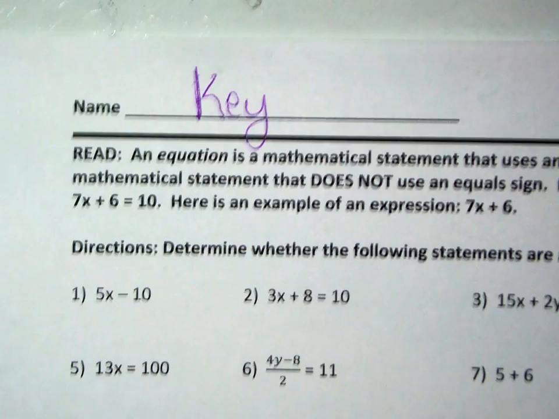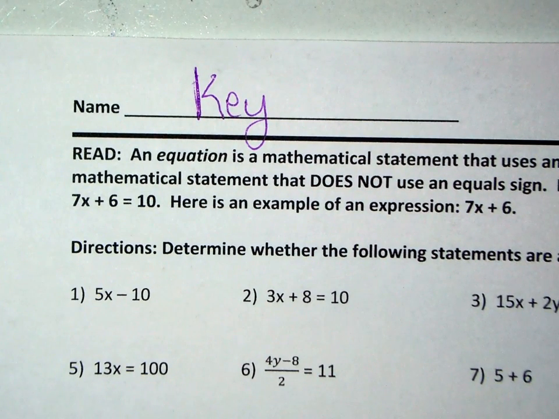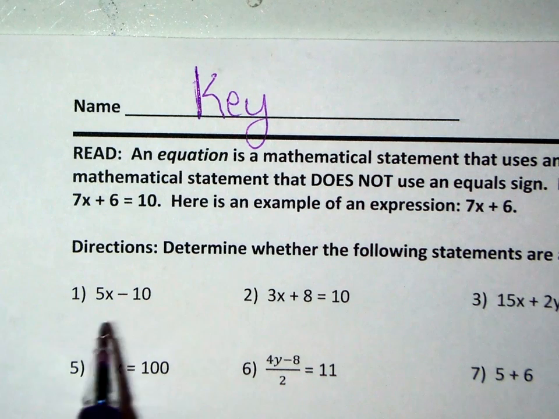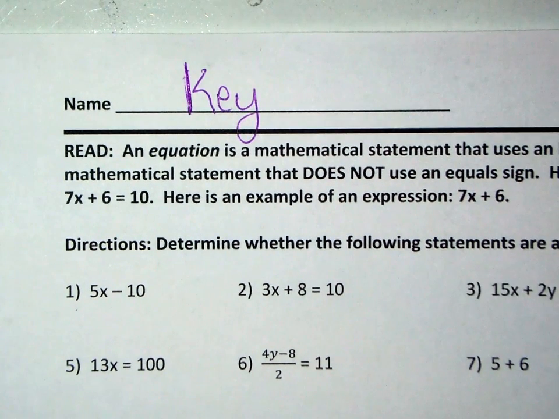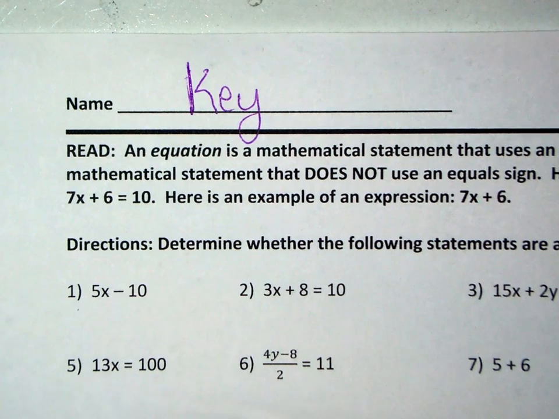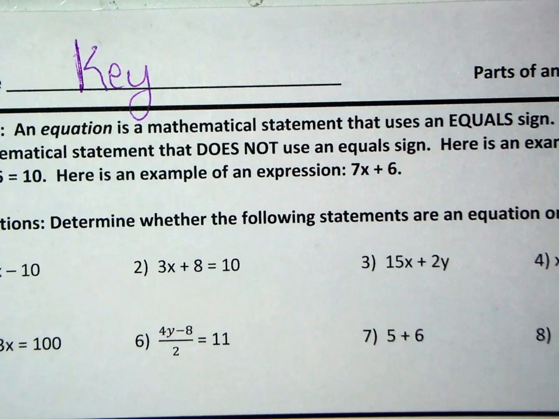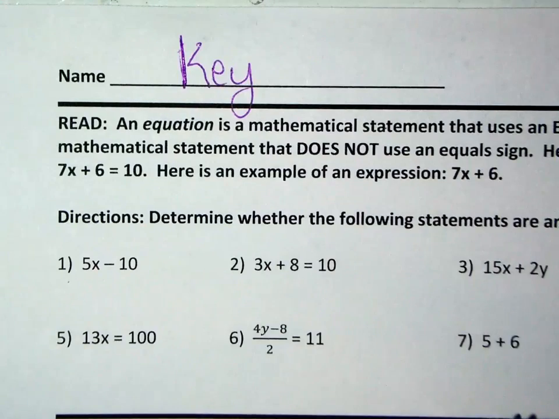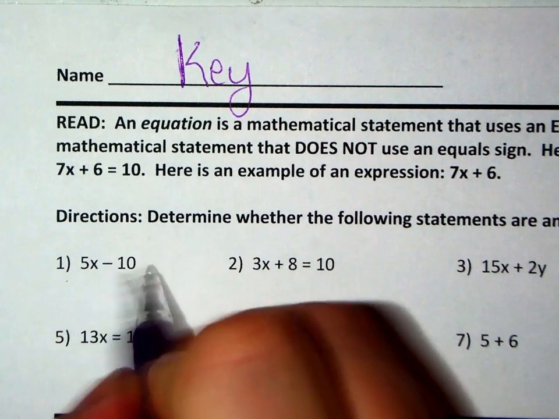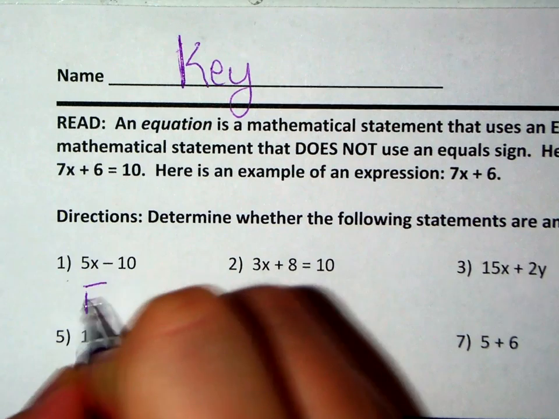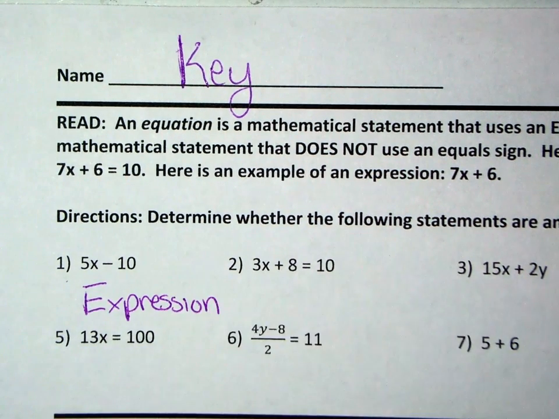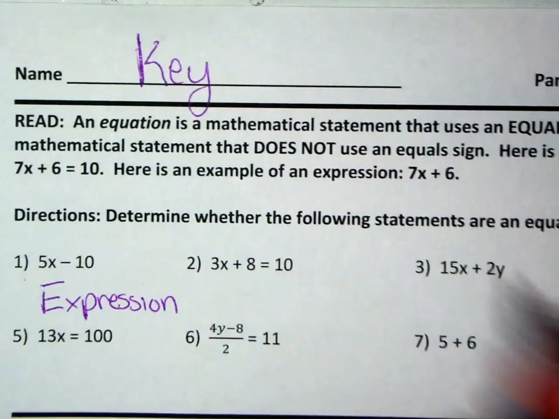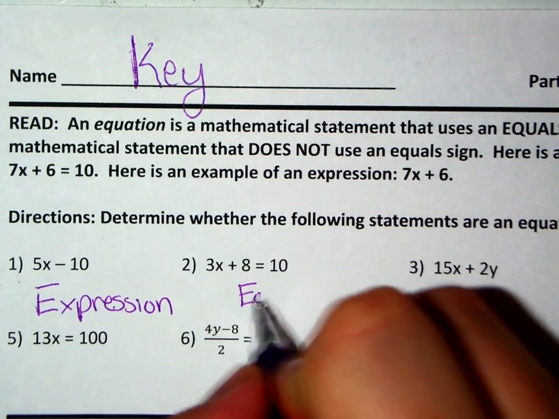So by way of review, we want to determine in the first section whether or not each sample is an expression or an equation. And our instructions already tell us that an expression does not have an equal sign, and an equation does have an equal sign. So number 1 should be pretty easy. No equal sign means it's an expression. Number 2, equal sign. So it would be an equation.